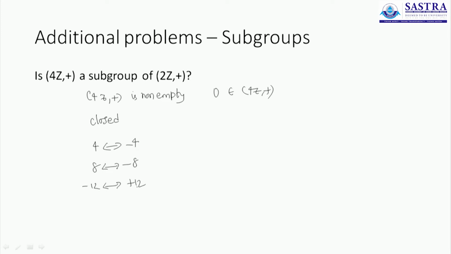So it's still satisfying all conditions for a subgroup. Therefore 4Z+ is a subgroup of Z+. So we have established the fact that it is closed, it's non-empty, and also that every element has an inverse. So that completes this exercise.